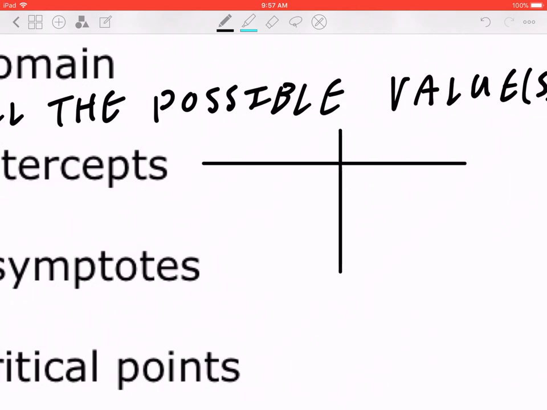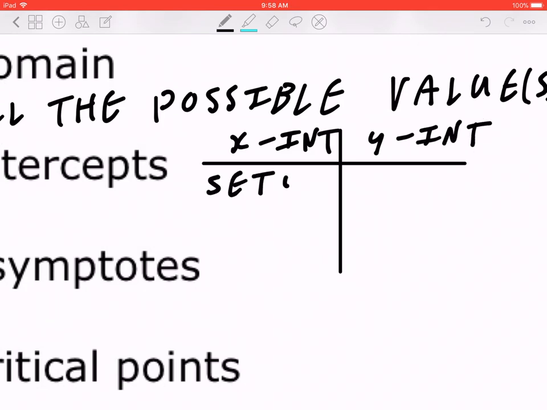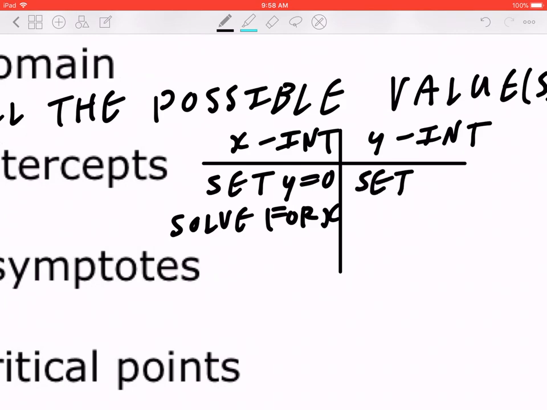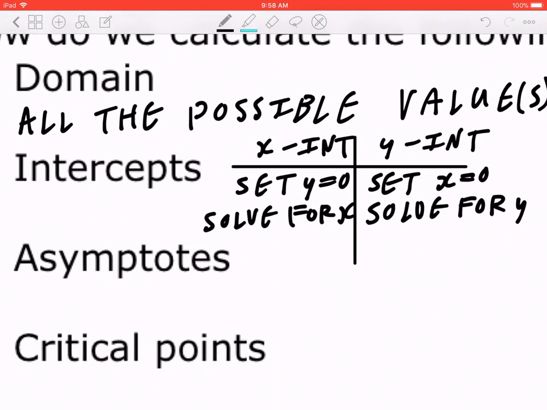Part B, to find the intercepts, there are two cases. To find the x-intercept, you have to set y to be 0, and you solve for x. Likewise, to find the y-intercept, you have to set x to be 0, and you solve for y.